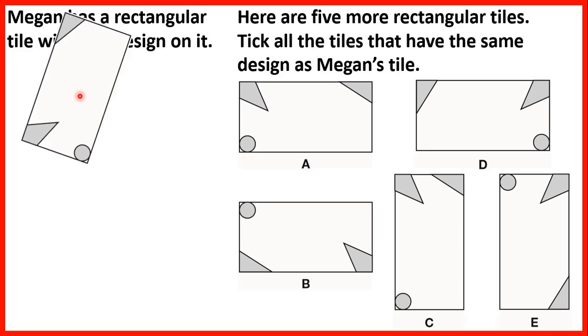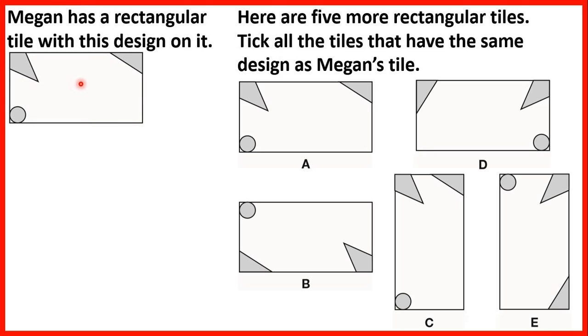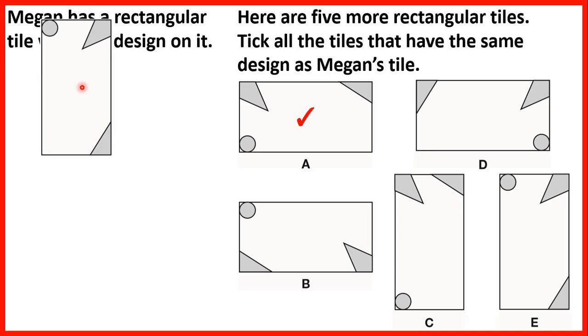So if we rotate Megan's tile like this, we can see that it now looks the same as shape A. And if we rotate it a bit further, then it's easy to see that she has the same design as this design here. So the shapes that we need to tick are A and E.